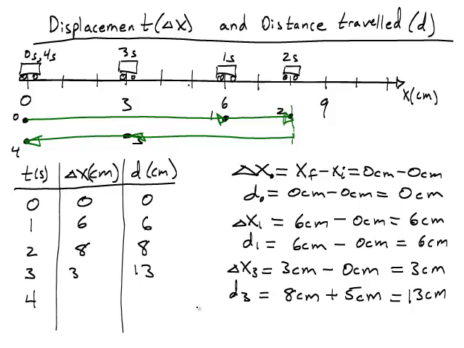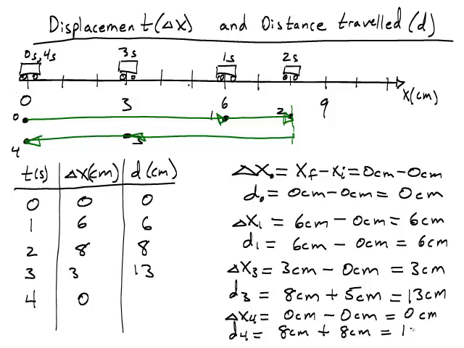We can do the same with our last point. My displacement at 4 seconds, we'll add 0 centimeters as I'm back at the origin. I started at the origin, therefore my displacement is 0 centimeters. How far did I actually travel? Well, I traveled 8 centimeters to the right. I turned around and I traveled an additional 8 centimeters back to the origin, giving me a total of 16 centimeters.